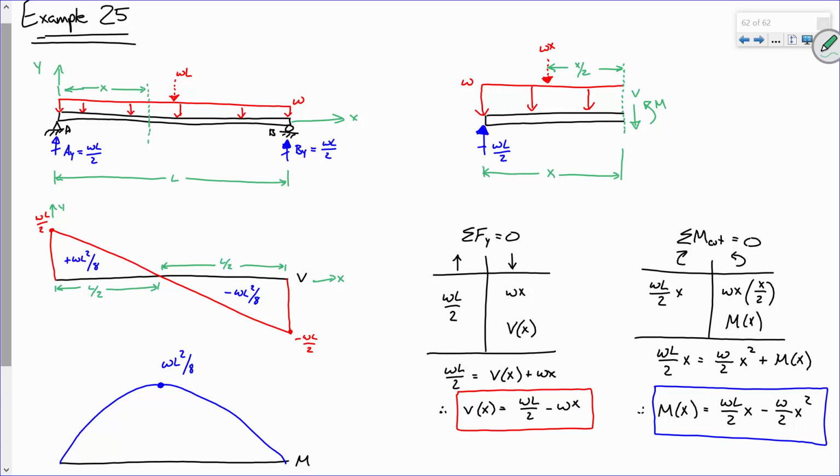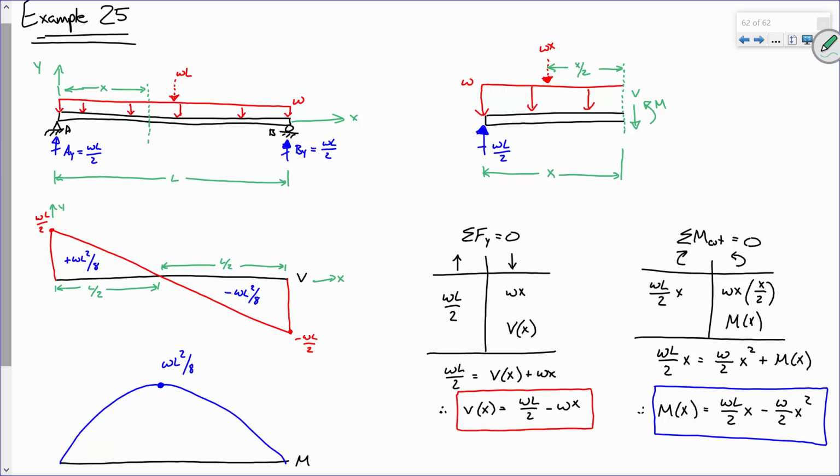True, but okay, that's a good question. Could you just integrate the shear diagram to get moment directly? Yes, you could. Here's the rub though. What is the integral of this? Let's imagine we didn't know what the heck was going on here. Well, WL over 2 times x, minus WX squared over 2 plus c. There's a constant there. Now, you would solve for that constant by recognizing this is a simple support, so the moment here is 0.